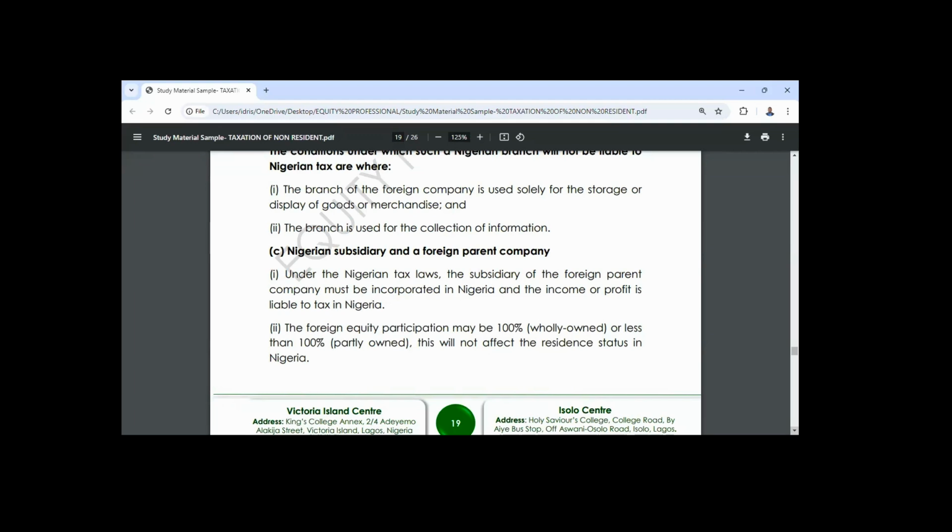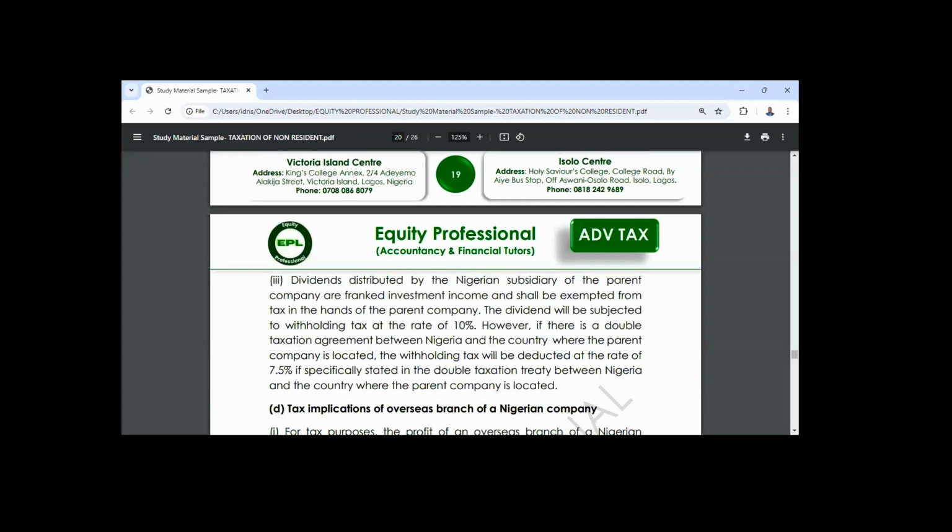Look at this case study we are doing. Milton Nigeria Limited is a subsidiary of what? Milton Incorporation. You can see that Milton Nigeria Limited is registered under CAC in Nigeria, and the income or profit derived by Milton Nigeria Limited will be liable to tax in Nigeria. Foreign equity participation may be 100% or less, but it must not be less than 51%. When Milton Nigeria Limited distributes dividends to their foreign parent company, that dividend will be subjected to withholding tax of 10%.